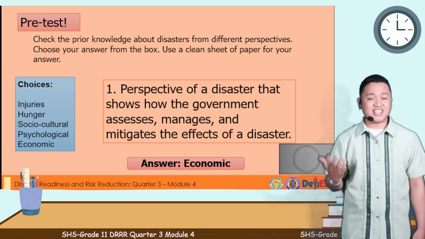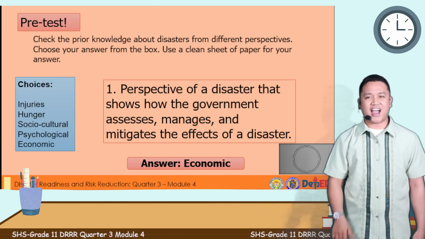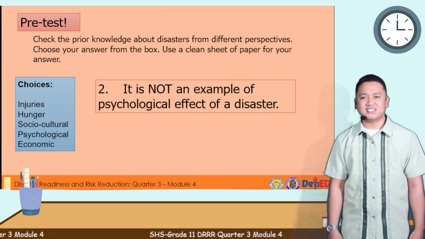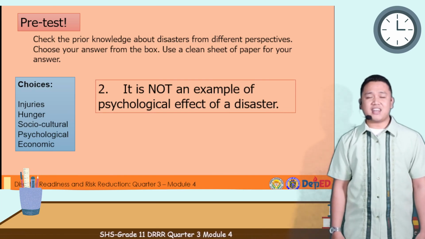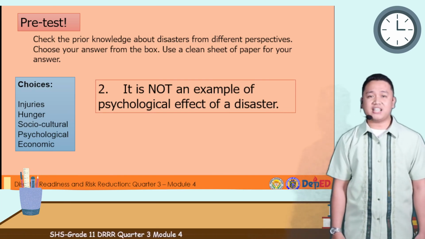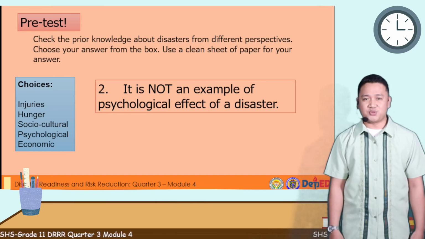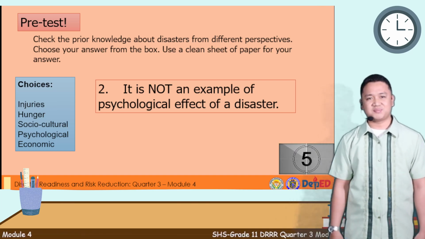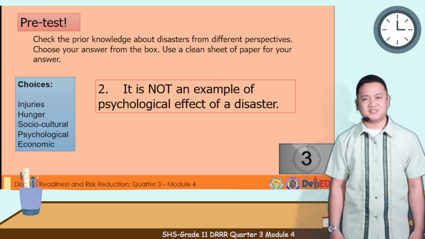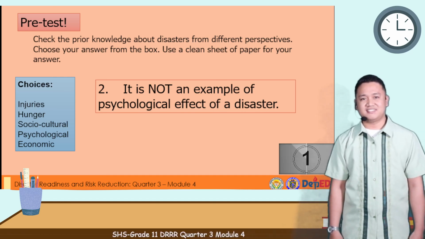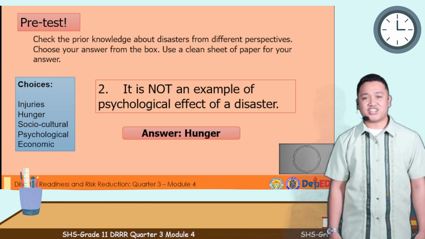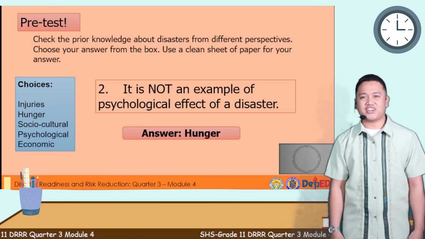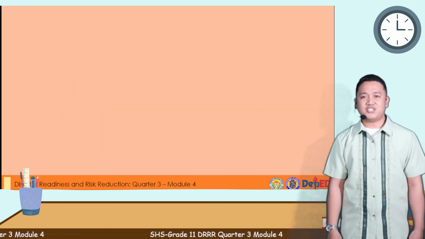If your answer is economic, then you are right. Next. It is not an example of psychological effect of a disaster. Choose from the box. Your time starts now. If your answer is hunger, then you are correct. Very good, learners. Let us proceed to number 3.